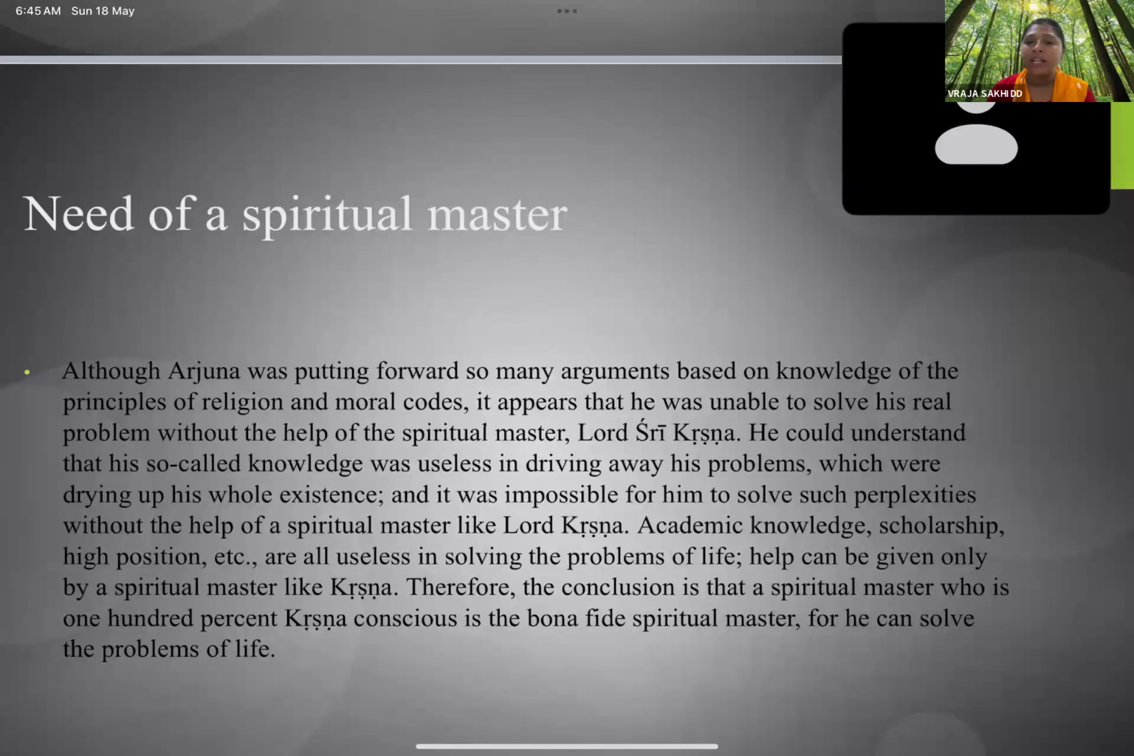That is why here Arjuna is approaching Krishna, as he knows that there is no way of coming out of the problems of life without taking the help of the spiritual master, because the spiritual master can help us to come out of the real problems of life.